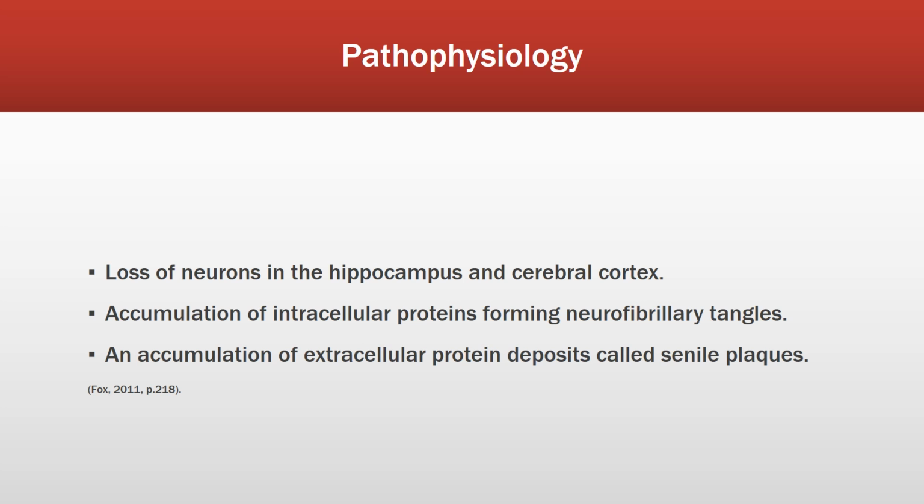Secondly, an accumulation of intracellular proteins, which form neurofibrillary tangles, which are markers for Alzheimer's dementia. Lastly, an accumulation of extracellular protein deposits called senile plaques occur, which are masses of decaying nerve terminals. Additionally, people with a particular form of the gene for apolipoprotein E, a cholesterol carrier protein active in the brain, are 3 to 4 times more likely to develop Alzheimer's dementia between the ages of 60 and 70 years old.